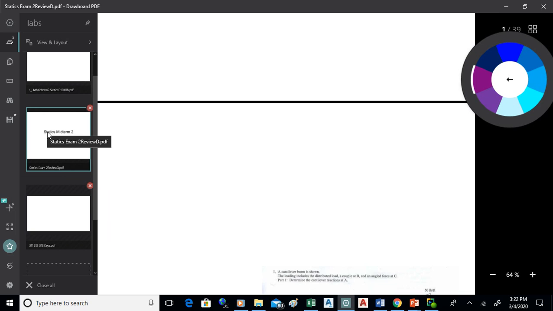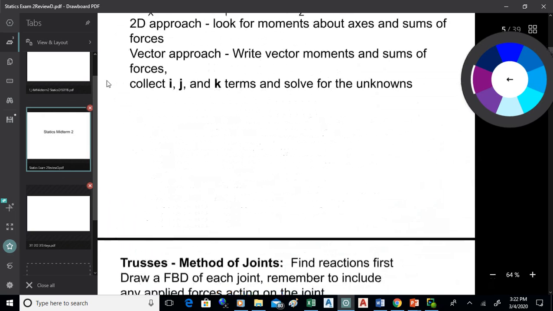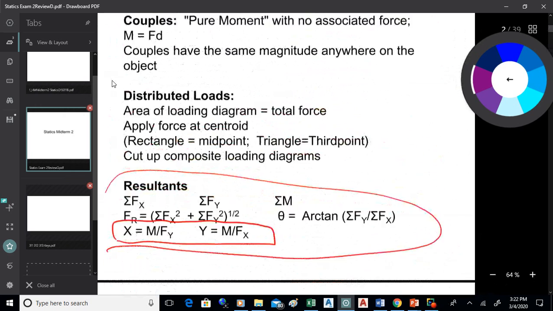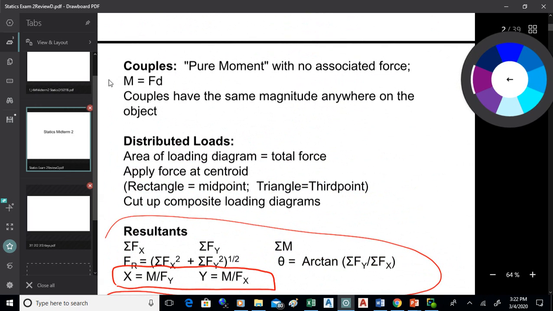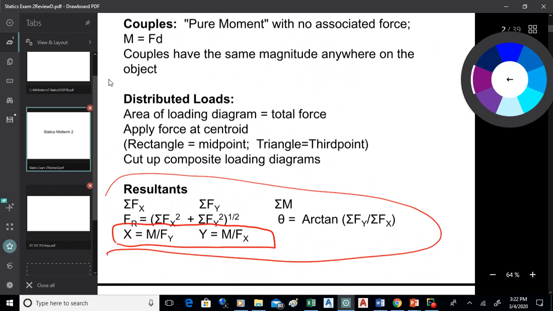All right, let's have a look at what we have coming up on Friday. You should know how to handle a couple. A couple is a pure moment with no associated force. I'm on the front page of the preview for the midterm. No associated force, just a pure twist, a pure moment. They have the same magnitude anywhere on the object. You also don't need to include a moment arm when you put them in a moment equation. You don't want to include them in the force equation.